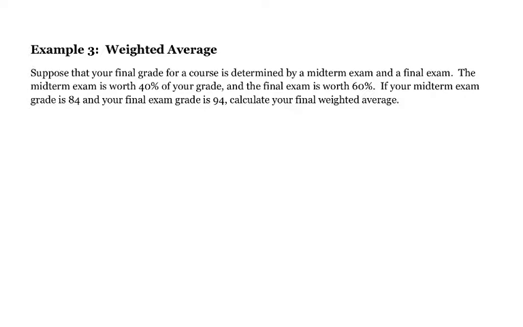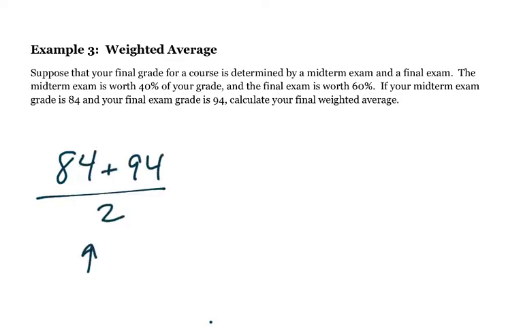So typically with an average, if we were to just average those two test scores, we would say 84 plus 94 divided by 2. And this means that these values are weighted equally. Each one counts the same amount. But in a weighted average, they have different weight values. Something counts more than something else counts.